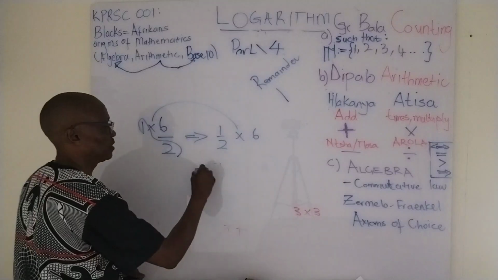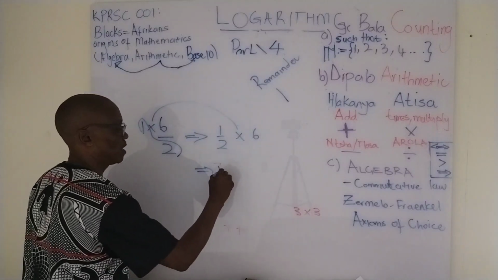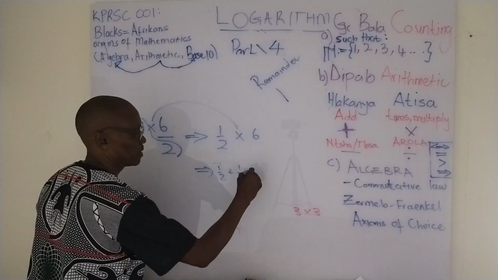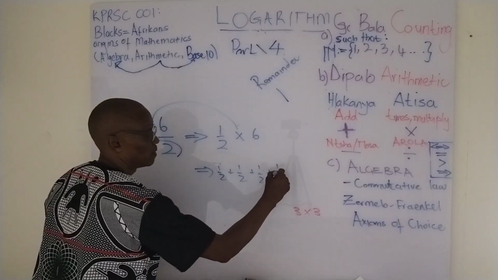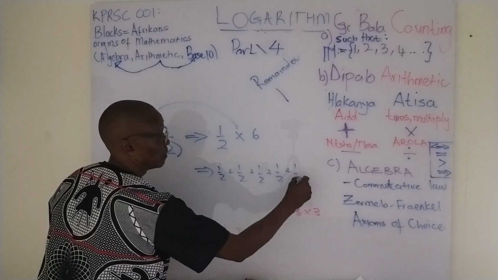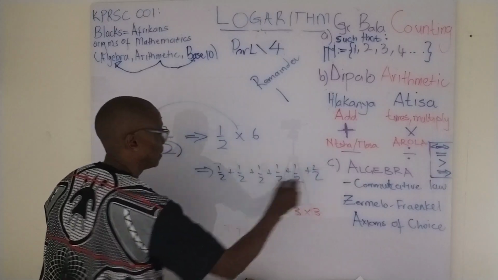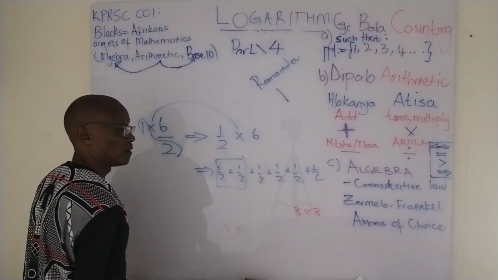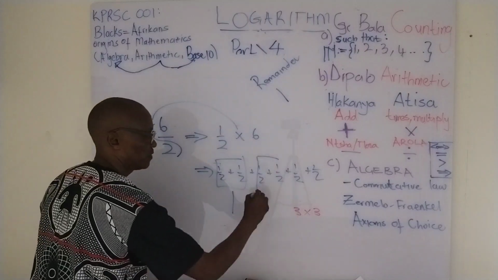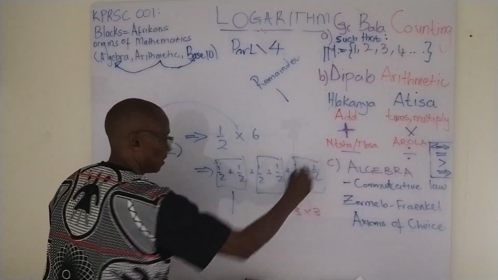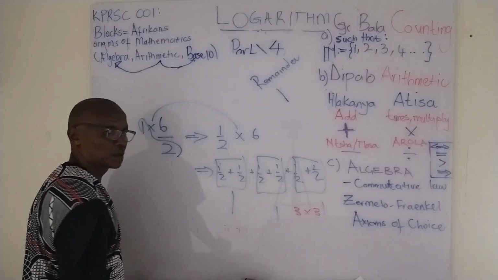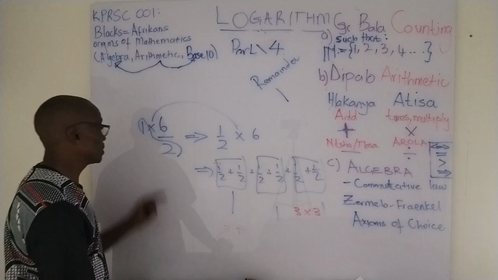And this will be equivalent to half plus half. Remember, 1, 2, 3, 4, 5, 6. Half plus half, that's 1. Well, if it's 1, so is this. And 1 plus 1 plus 1. Well, what's 6 divided by 2?